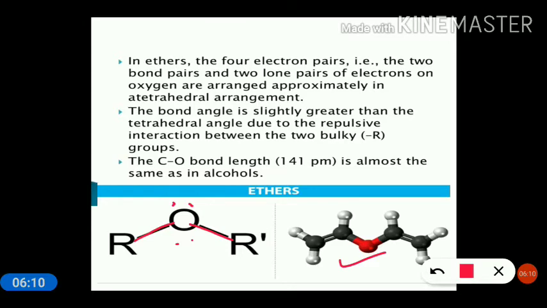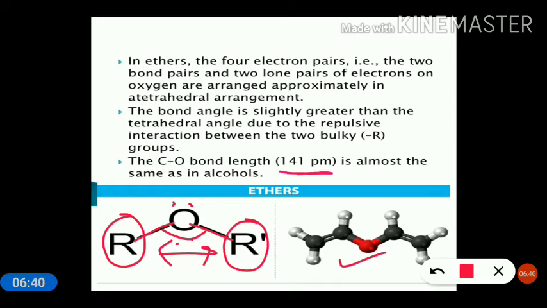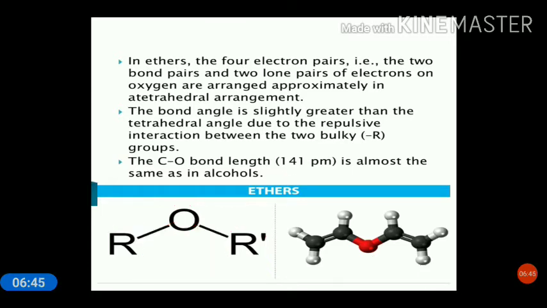The bond angle is slightly greater than the tetrahedral angle due to the repulsive interaction between the alkyl groups. Both of these are bulky groups, and if benzene is there then it is even bulkier. Because of this repulsive interaction, both will repel each other, and because of that the bond angle is slightly greater than the tetrahedral. Carbon oxygen bond length is nearly 141 picometer, which is almost the same as in alcohol.